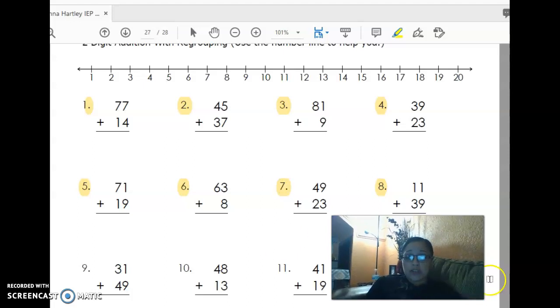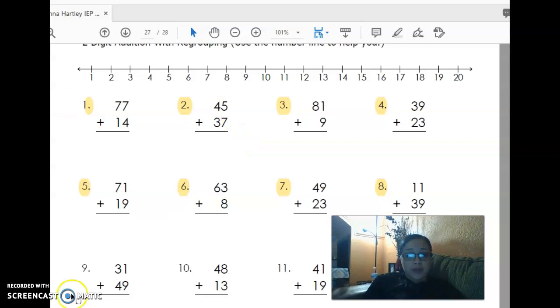Once you are done, take a picture and submit it for a grade. Do not worry about the rest of the problems. We will continue with those the following week. So good luck. If you have any questions, let me know.